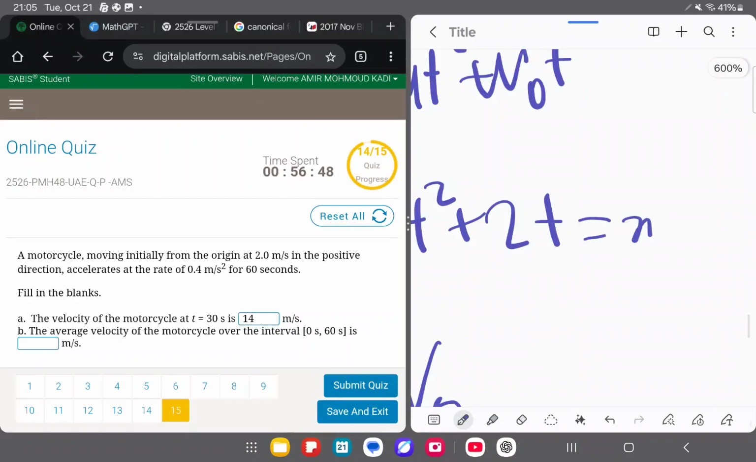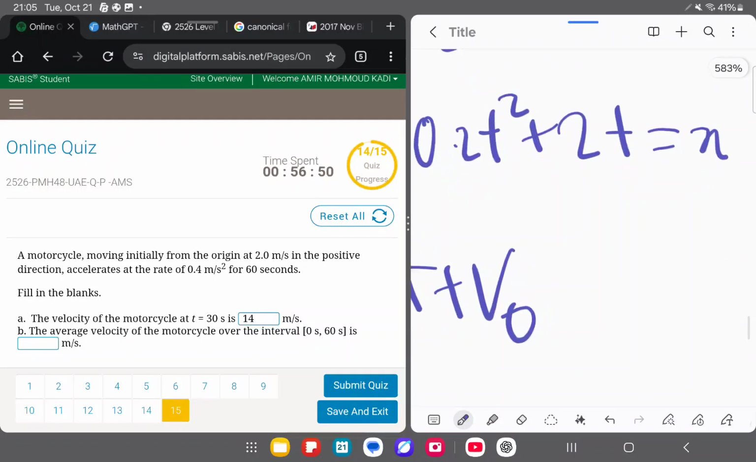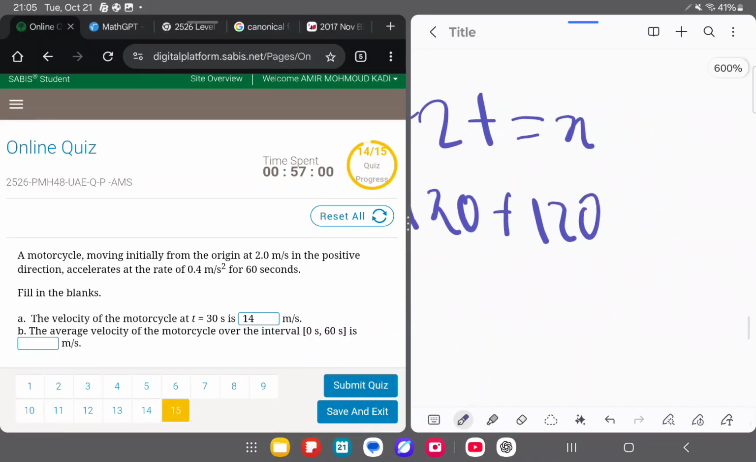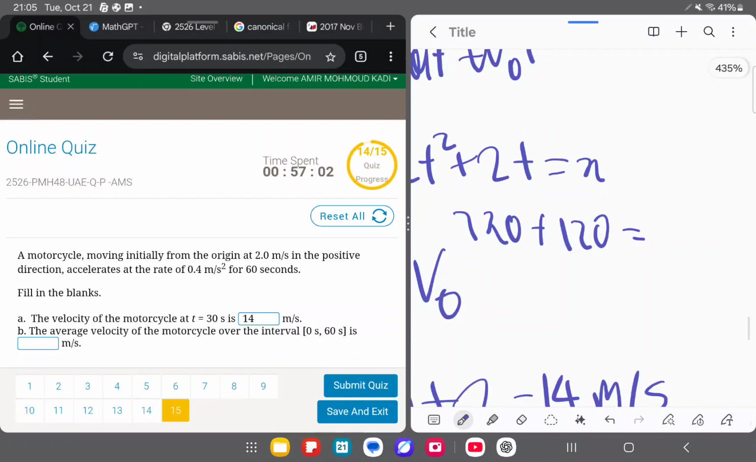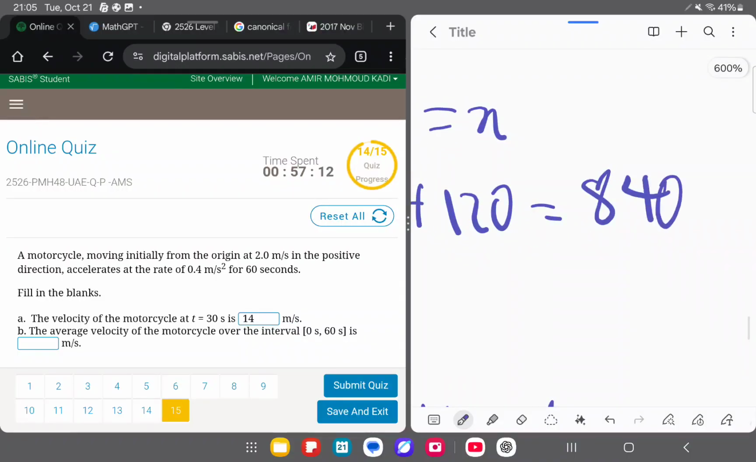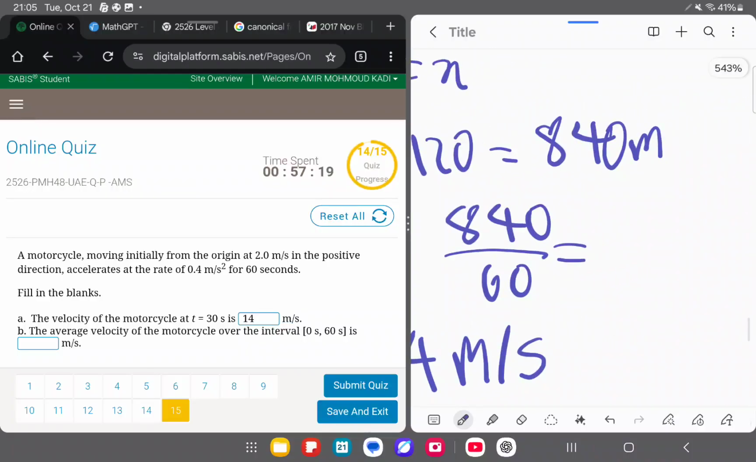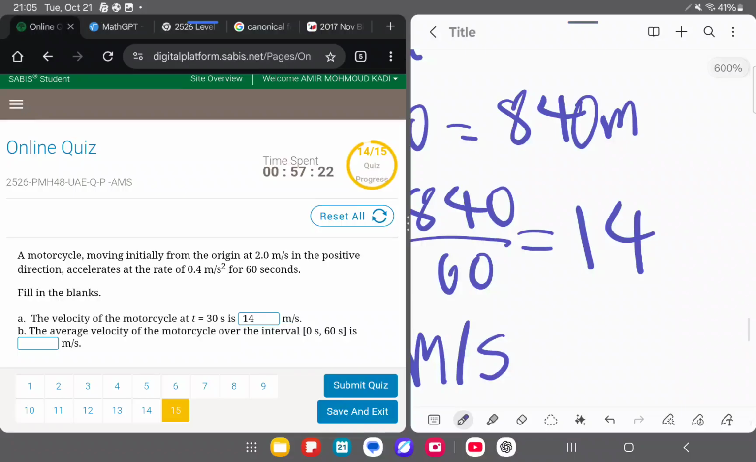So we have 0.2t squared plus 2t is equal to x. Now we substitute 60 in here, and we get 3,600 times 0.2 is 720, plus 2 times 60, which is 120. That gives the total distance within 60 seconds: 720 plus 120 is 840. Now we do total distance over total time to get 14 meters per second as the average velocity.